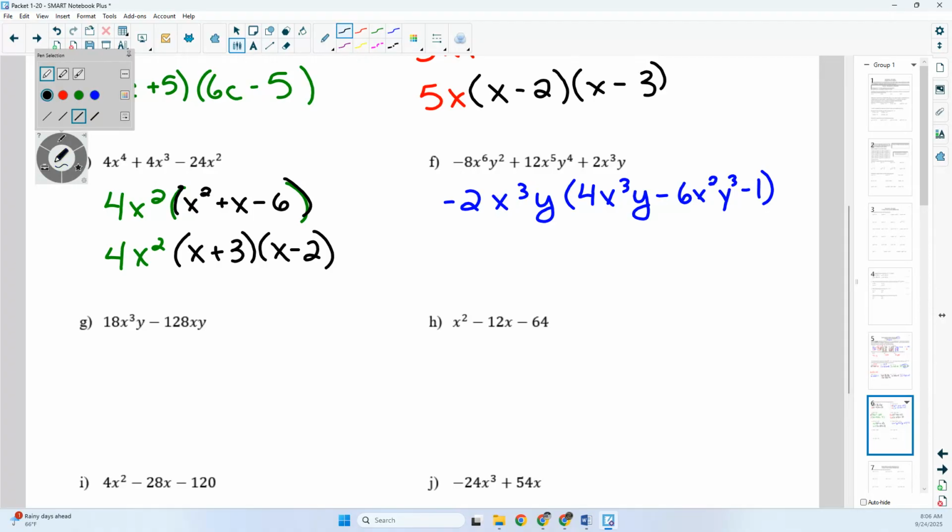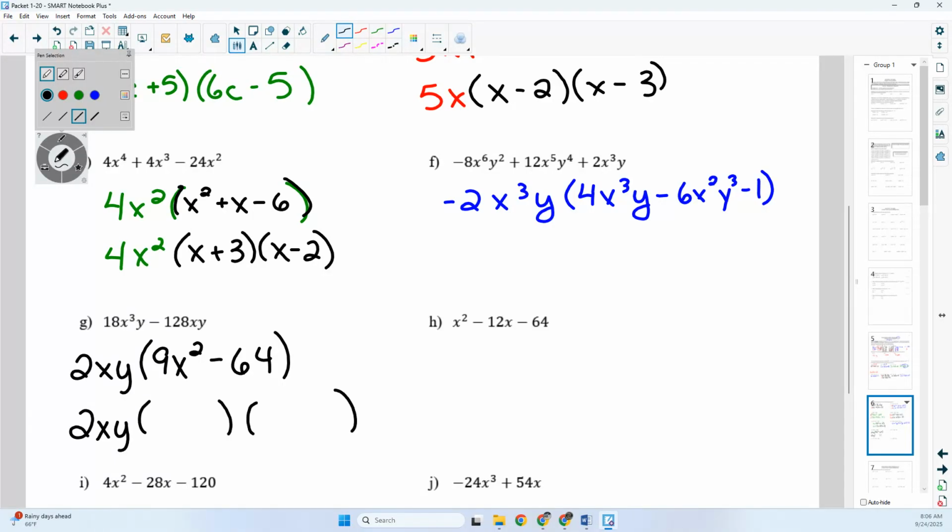The next one, maybe I do, maybe I don't have to play around with this 18 and 128, but the GCF of those two is a 2. I'm taking out an x and a y. That leaves me with 9x squared minus 64. And then I do have, for this one, the difference of perfect squares, where we have subtraction there. So I have a plus 8 minus c.